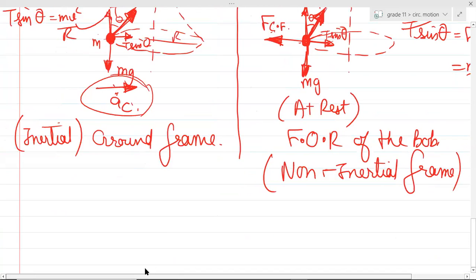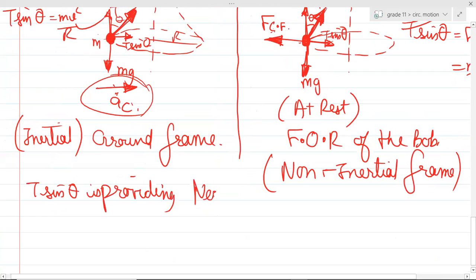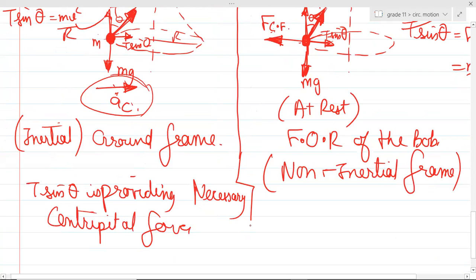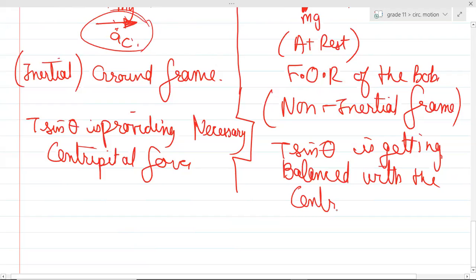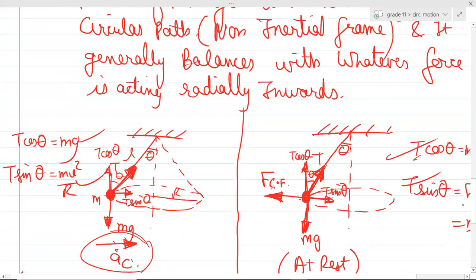Shall I write it over here? T sin theta is providing necessary centripetal force, and here you will say T sin theta is getting balanced with the centrifugal force. Are you understanding this thing, guys? Can you see, there is no significant difference. It's just a conceptual difference.